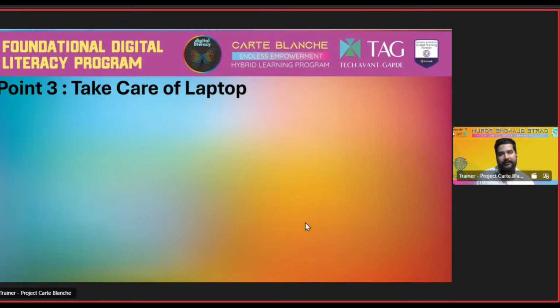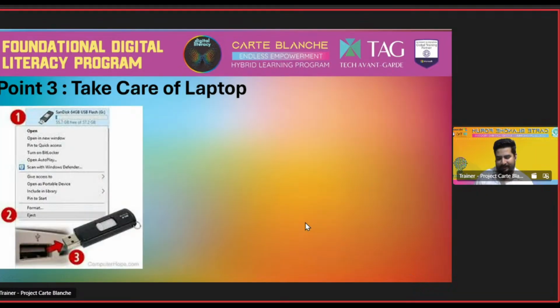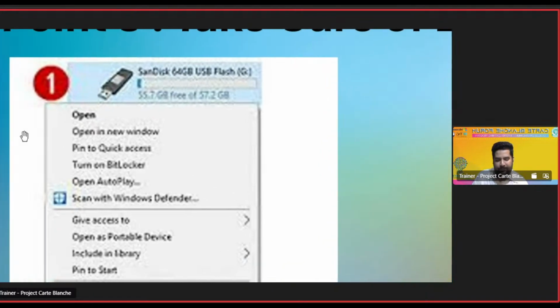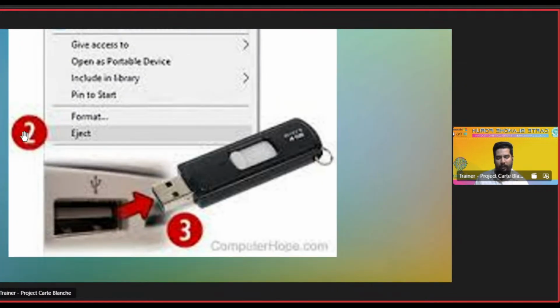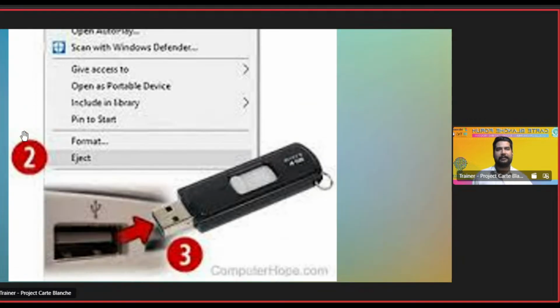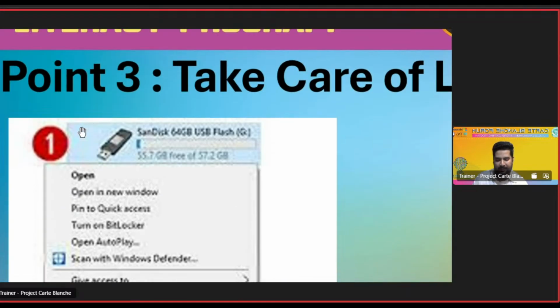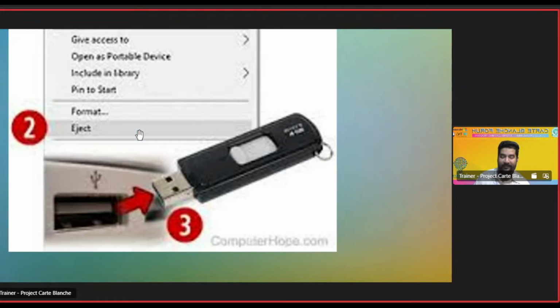Point number three, which the student who has been using a laptop for the last six years follows: whenever he uses pen drives or any kind of storage on the computer, he does not directly remove it. He follows the process of how to eject it. Whenever there is a folder, let's say a pen drive folder, SanDisk 64 GB, when you right click on it, it gives you the option of ejecting. That means the system is releasing the memory, and then it allows you to remove it.